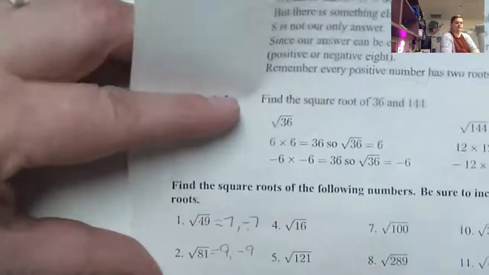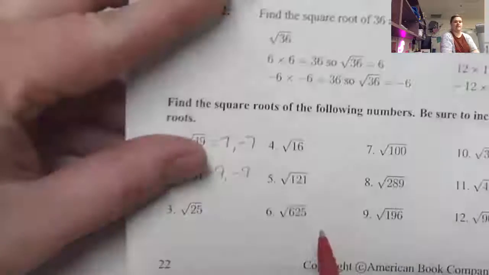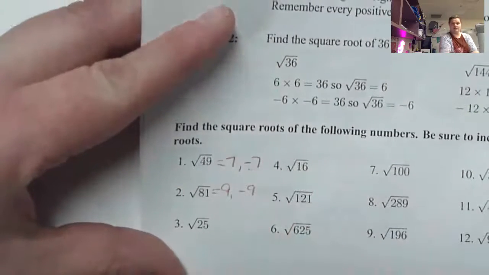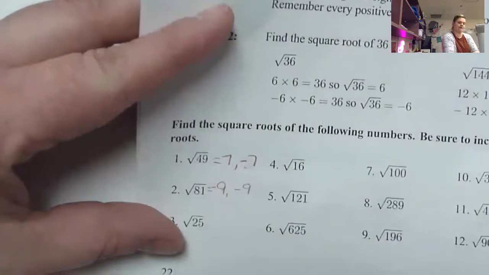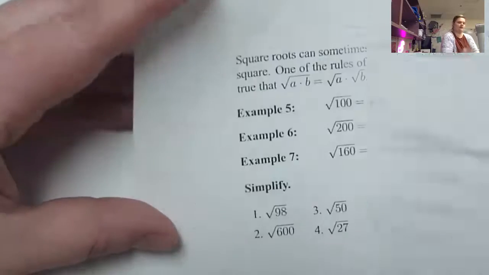So if you ever see where it says find the 2, include the positive and negative, that's what they're saying. Or if it says find the 2 roots, that's what it's saying. Okay, that's what 2-1's all about. Pretty easy. Then we go on to 2-2 where we're estimating.